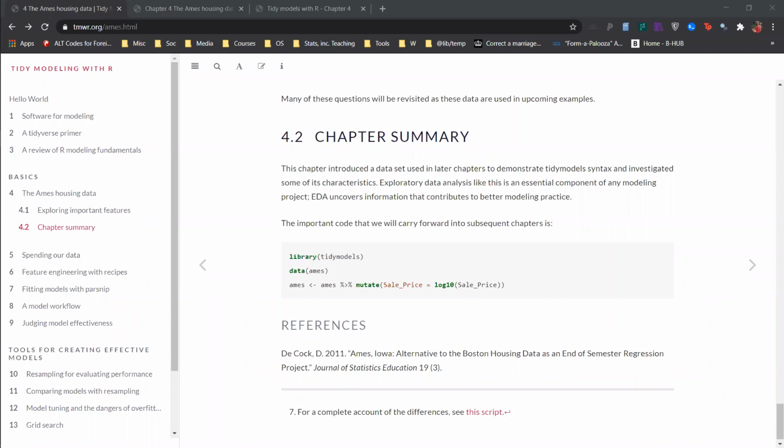I think it's one of the things that are discussed in the chapter next week, possibly, spending your data, you know, deciding which predictors to use. That is part of spending your data. But I'm not completely sure.